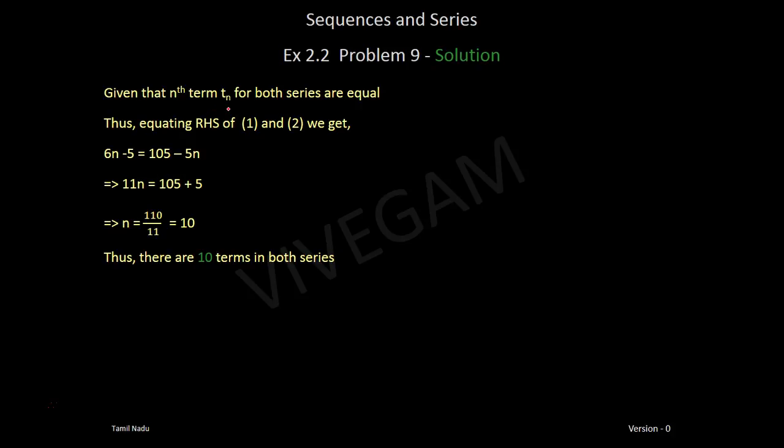Given that the nth term Tn for both series are equal, equating the RHS of equation 1 and equation 2, we get 6n minus 5 equal to 105 minus 5n. The minus 5n, when it goes to the other side, will become plus 5n. So 6n plus 5n is 11n. On the other side, 105, the minus 5 moves across and becomes plus 5, so it will be 105 plus 5, which is 110. So 11n will be equal to 110, n will be equal to 110 divided by 11, that will be equal to 10. Thus, there are 10 terms in both the series.